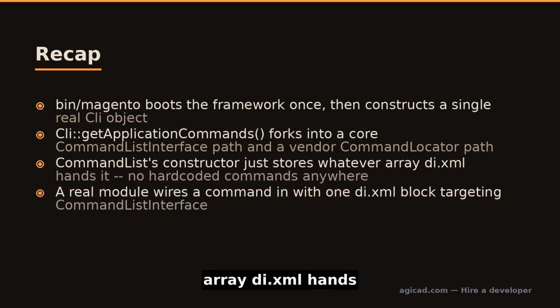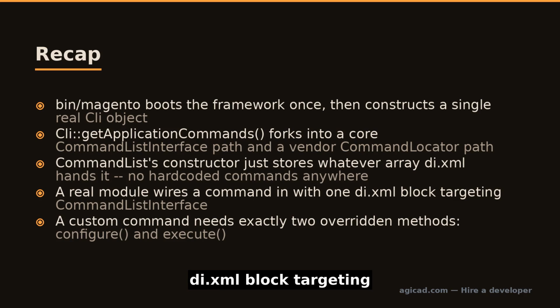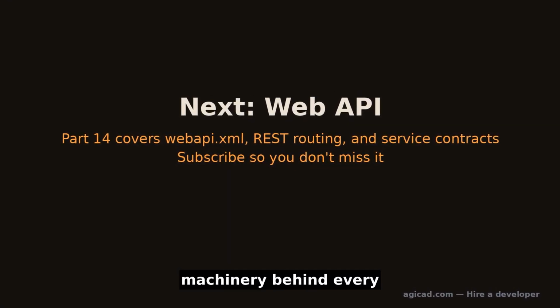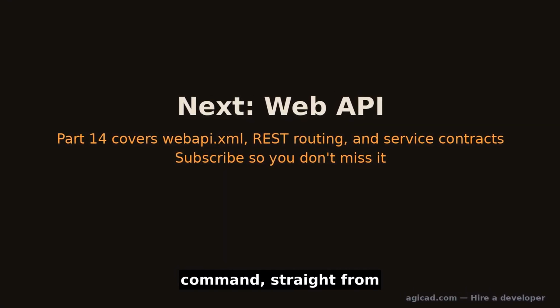A real module, cron, wires its own commands in with nothing more than one di.xml block targeting CommandListInterface. And a custom command itself needs exactly 2 overridden methods, configure and execute, exactly as the real, shipping cron:install command shows. That's the real machinery behind every bin/magento command, straight from a git checkout of the pinned 2.4.9 source, every file and line verified against that exact commit.